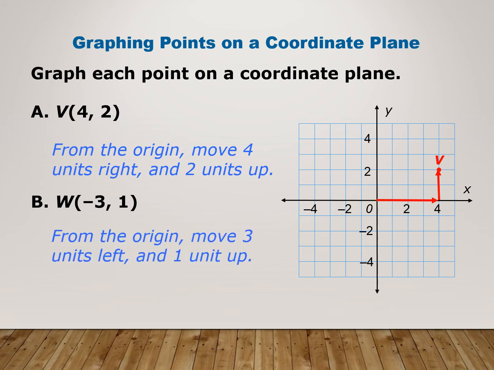The next is the point W. So, yung ating ordered pairs ay we have -3 and +1. So, yung ating quadrant will be in the quadrant 2. So, from the origin, move 3 units left and 1 unit up. So, nandoon siya. So, ganun lang siya kasimple.